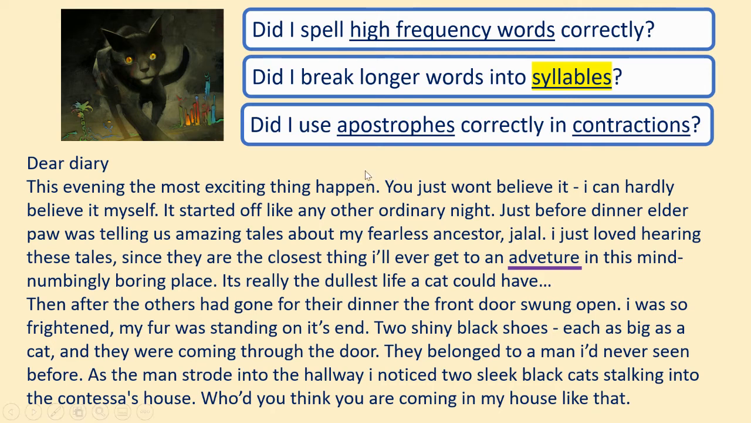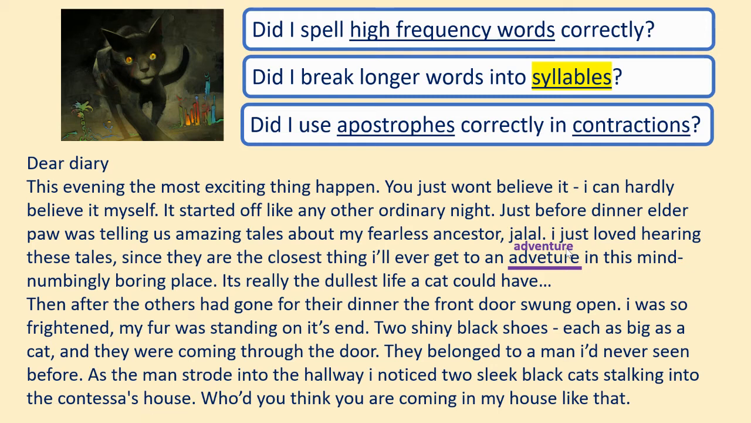Adventure. Well, I've got my ad, and then it should be ven. V-e-n. I'm missing an N there, and that's chur. So adventure. So I haven't spelled it correctly. There we go. When I say it slowly and break it into syllables, I can really hear it. Often we miss out the middle of the word. So adventure. That's correct. So that's my longer words.